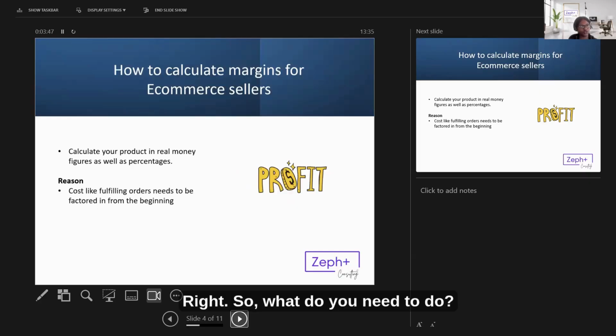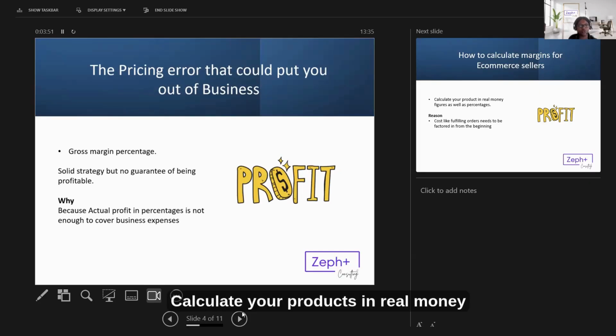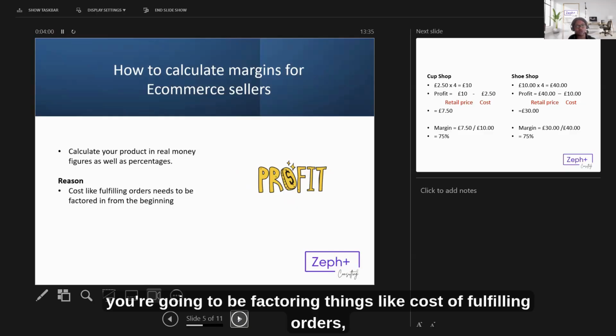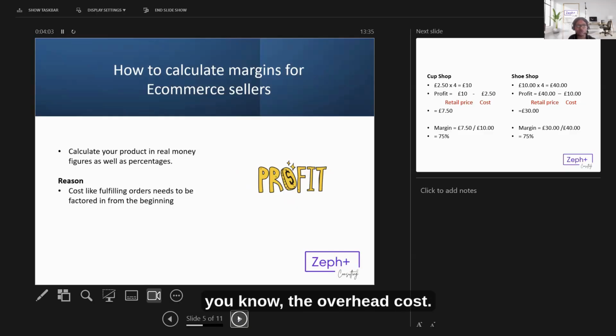So what do you need to do? Calculate your product in real money figures as well as percentages. Why? Because when you sell online, you're going to be factoring in things like the cost of fulfilling orders and the overhead cost.